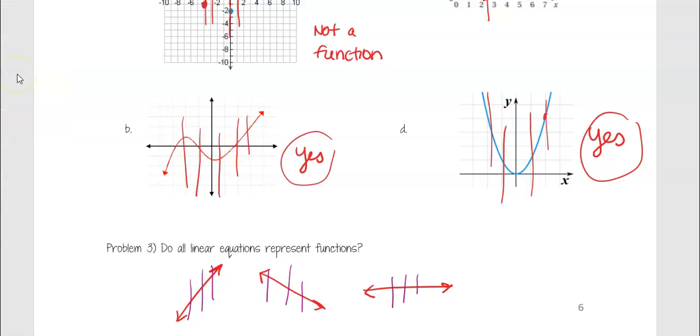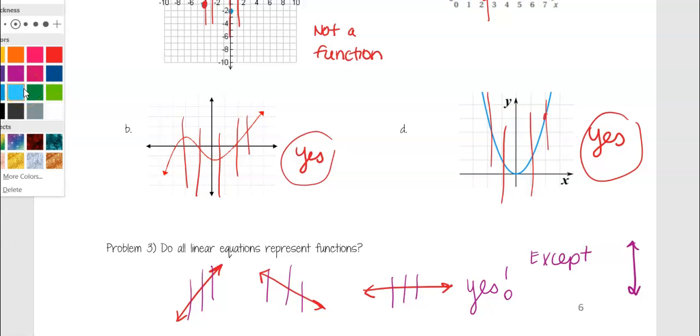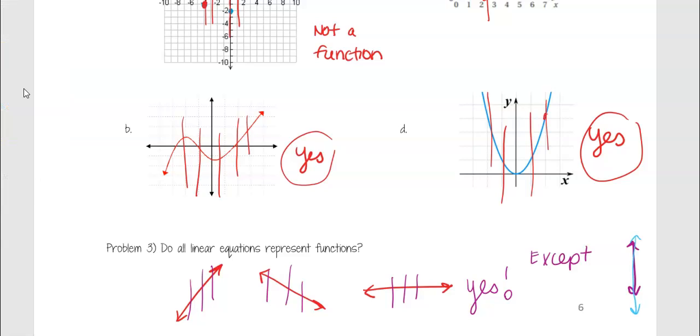Intersects one time? Yes. Except, what line would not pass the vertical line test? A vertical line, guys. Because it would hit every single point on the vertical line, except vertical lines.